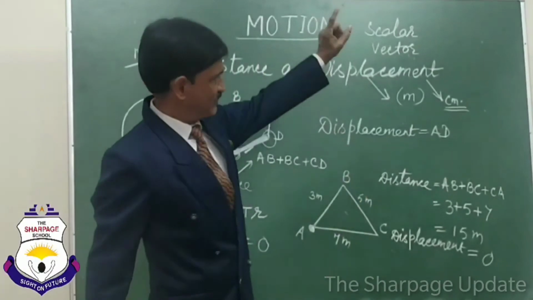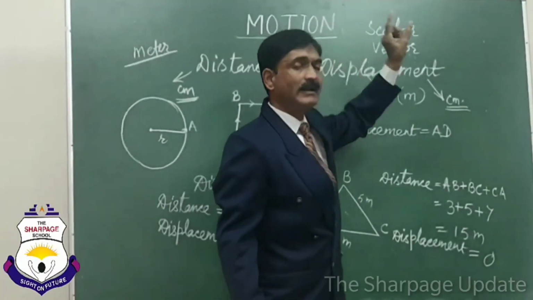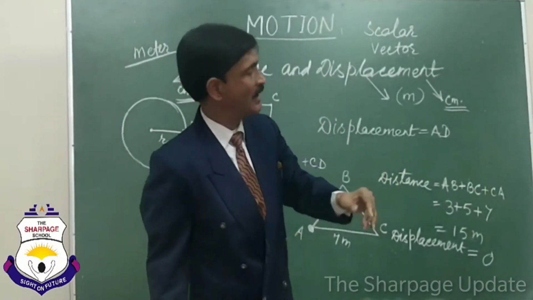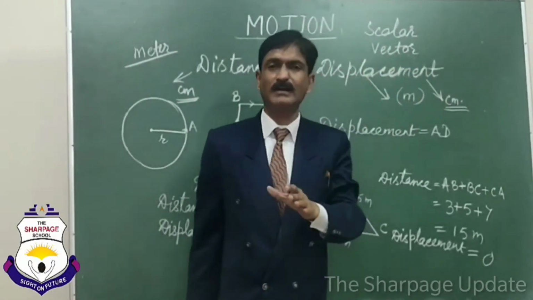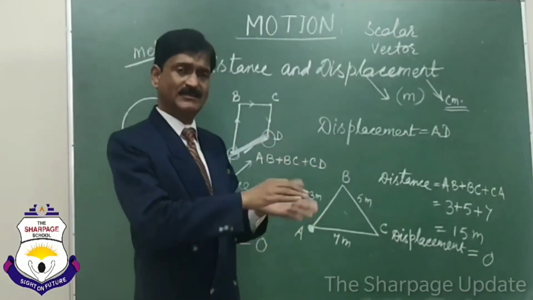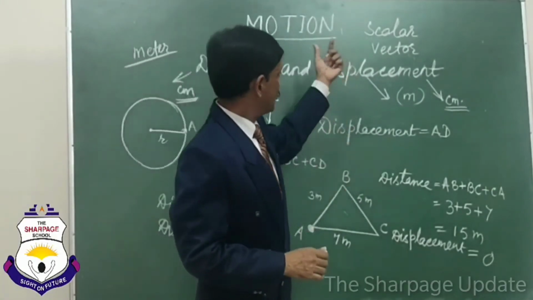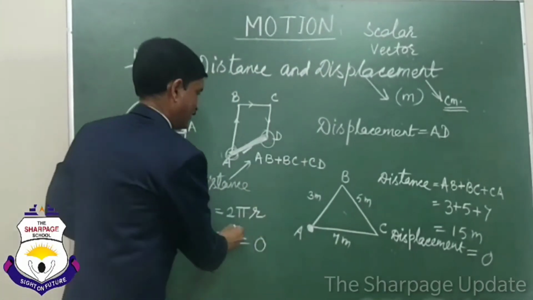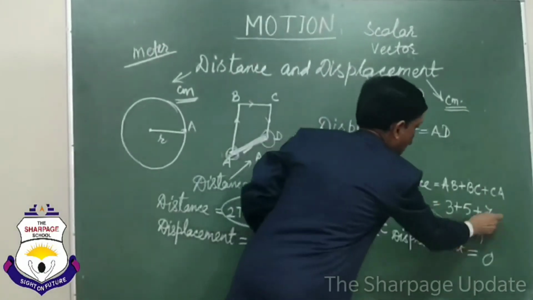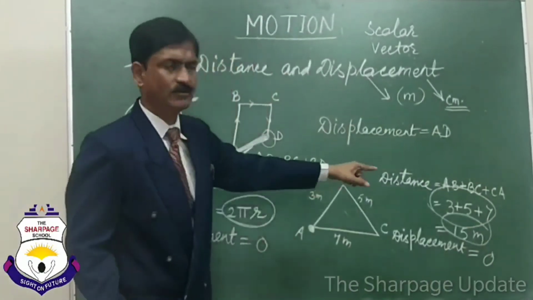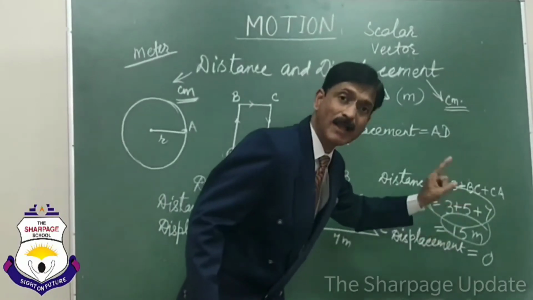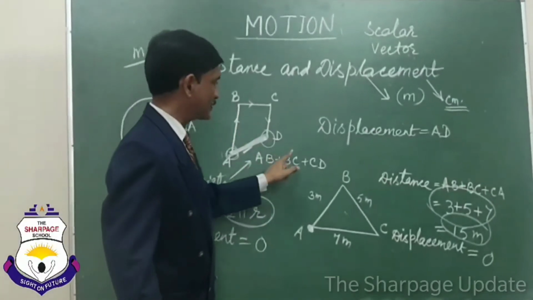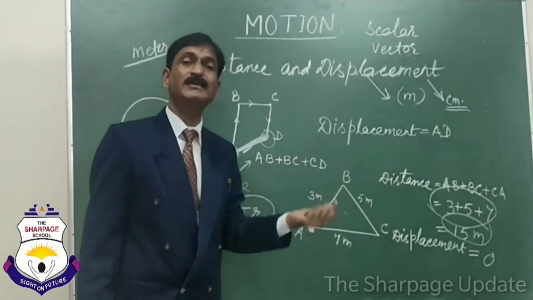Again, I am saying scalar quantities are those quantities which have magnitude only but no direction, and vector quantities are those quantities which have magnitude as well as direction. So distance has no direction but it has magnitude. Magnitude is the numerical value or the size of the distance. Magnitude means here in this case 15 is the magnitude. In this case 2 pi r is the magnitude. In this case AB plus BC plus CD, the sum of these three terms, is magnitude.